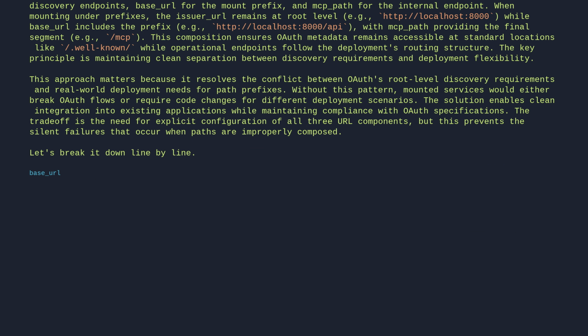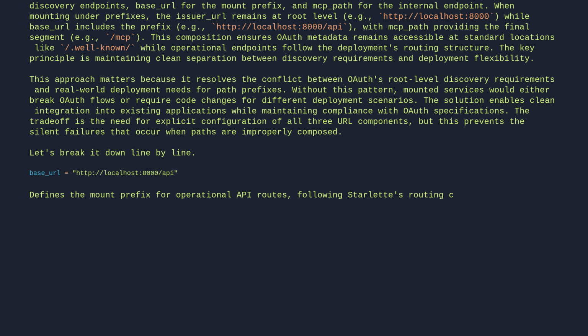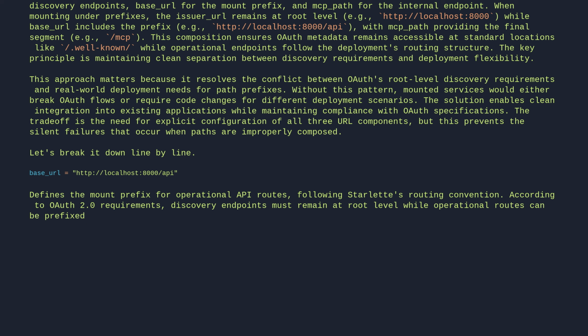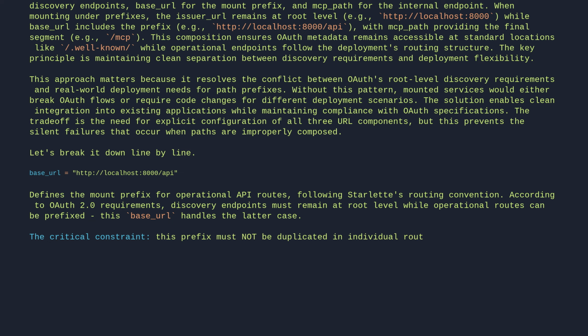Base URL: http://localhost:8000/api. Defines the mount prefix for operational API routes, following Starlette's routing convention. According to OAuth 2 requirements, discovery endpoints must remain at root level while operational routes can be prefixed. This base URL handles the latter case. The critical constraint: this prefix must not be duplicated in individual route paths.